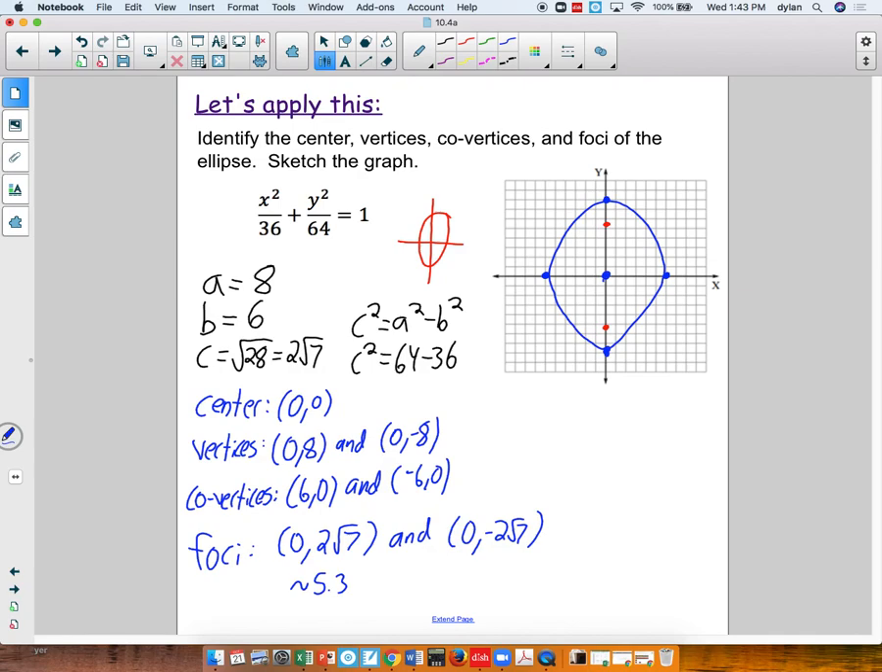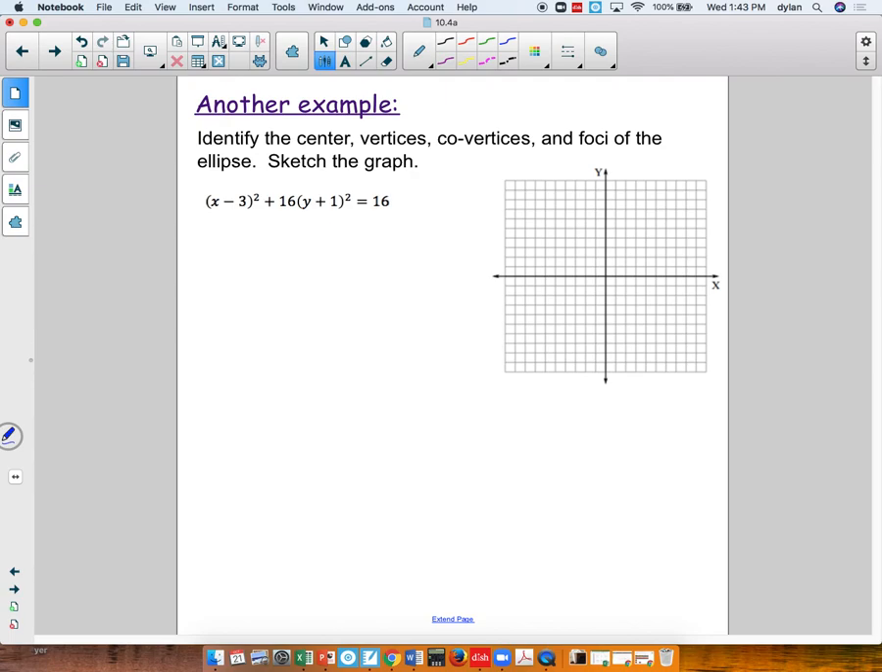So let's look at one more example together here. Again, I want to identify the center, vertices, co-vertices, and foci of the ellipse, and I want to sketch the graph. But notice here, this one's a little bit different because by definition, the equation for an ellipse has to equal 1. And this one doesn't. Which means the first thing that we have to do is make it equal to 1. So I'm going to divide everything through by 16 to get our new equation, which would be (x - 3) squared over 16 plus (y + 1) squared equals 1.